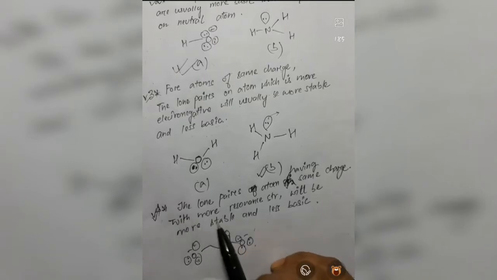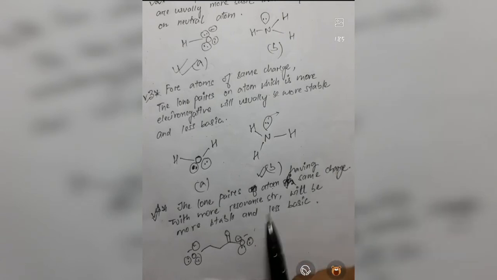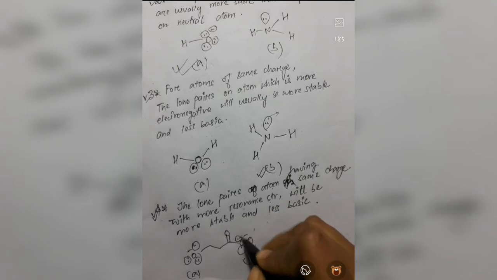Now, the fourth point says that if the lone pairs of electrons are on atoms having the same charge, then if one of the lone pairs has more resonance structures, then it will become stabilized, so it will be less basic. So out of A and B, you will find that these lone pairs are resonance stabilized, so more basic will be your A.